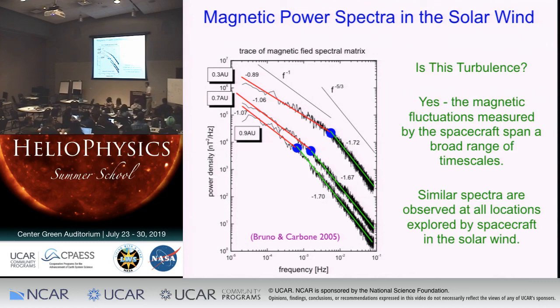At 1 AU, the correlation length is about 1 million kilometers, so about 1% of an AU. An AU is like 1.5 times 10 to the 13 centimeters, 150 million kilometers. So on the order of 1% of an AU will be a typical correlation length at Earth. And then as you go into the sun, it tends to get smaller. But it can also be an anisotropic correlation length close to the sun.